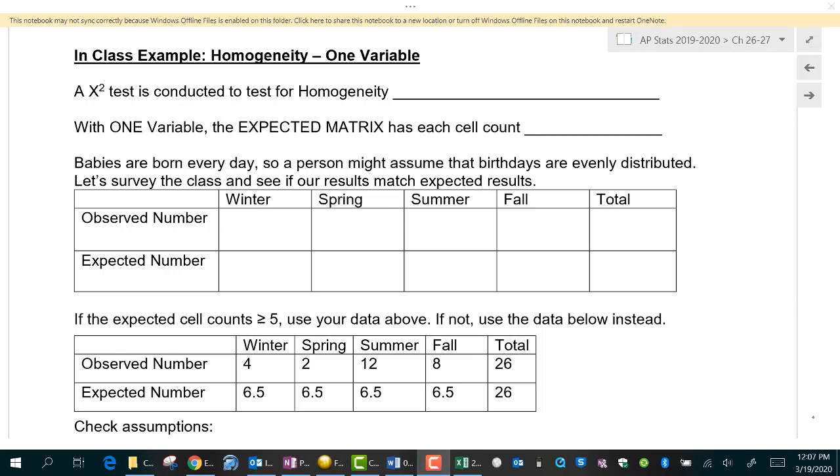Hi, this video is going to walk you through a chi-square test of homogeneity. So a chi-square test is conducted to test for homogeneity, or to see if there's the same count in each category. That means with one variable, the expected matrix has each cell count equal to the grand total divided by the number of categories.